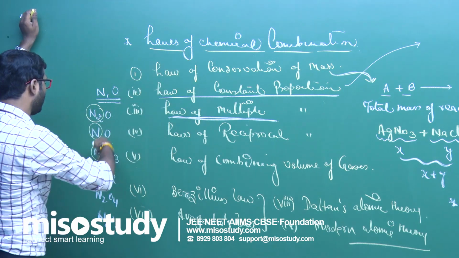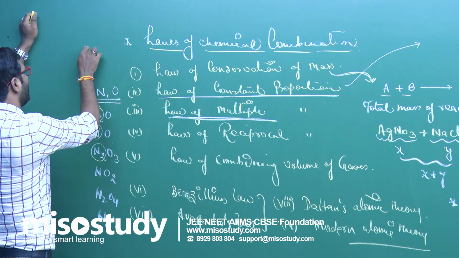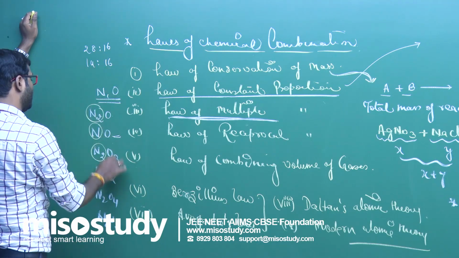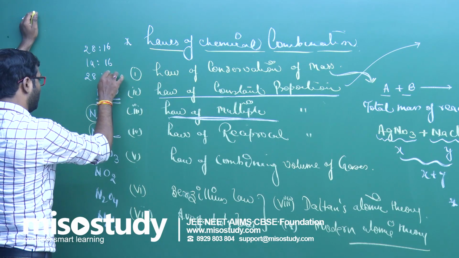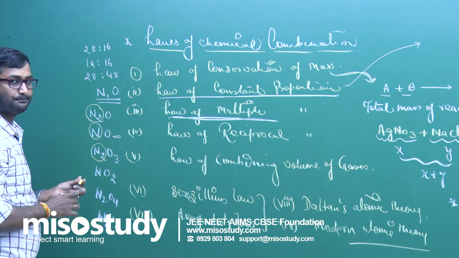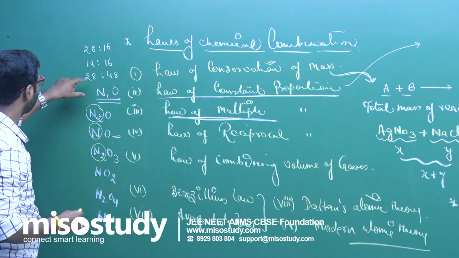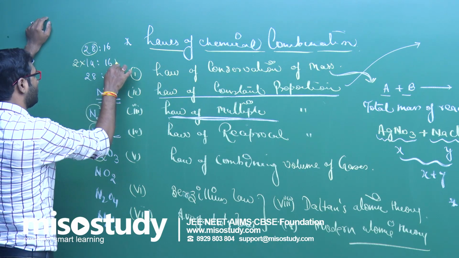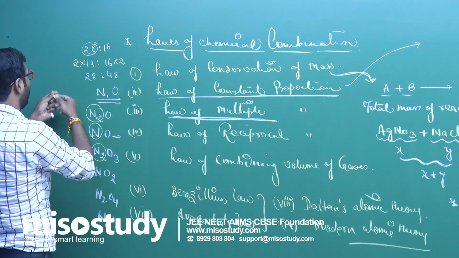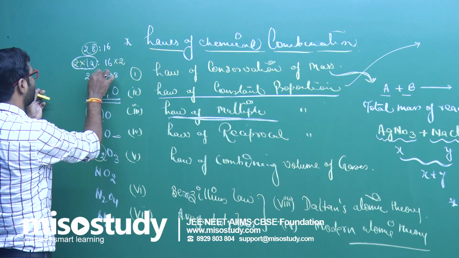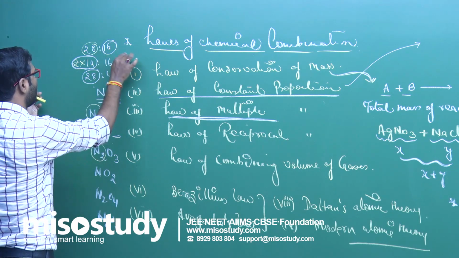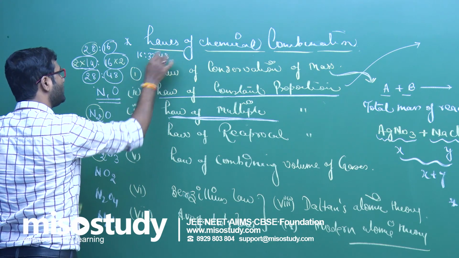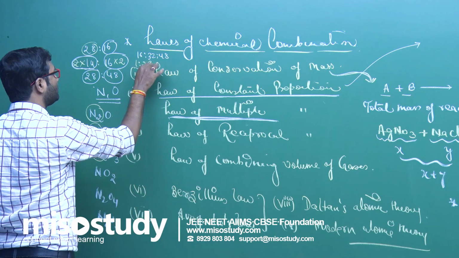Suppose I consider N2O, NO and N2O3. What is the mass here? In N2O it is 28:16, in NO it is 14:16, in N2O3 it is 28:48. Clear? Now we have to fix the mass of one element. I am fixing nitrogen, multiplying by 2. So we have the fixed mass of nitrogen, 28:28, which combines with the variable mass of oxygen, always bearing a simple ratio. That is 16:32:48, that is 1:2:3.